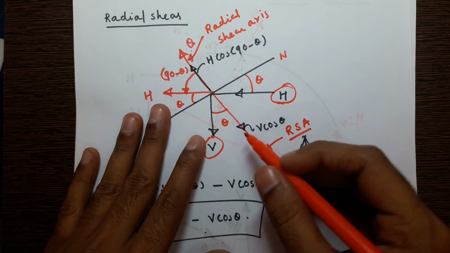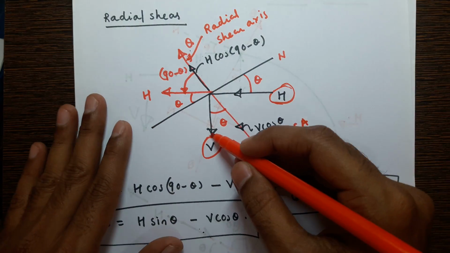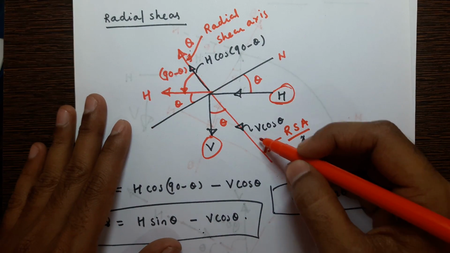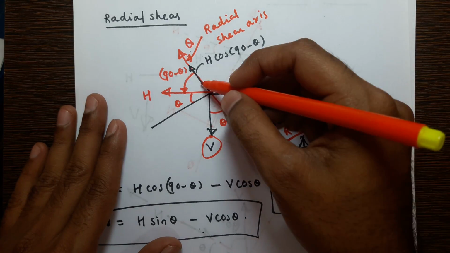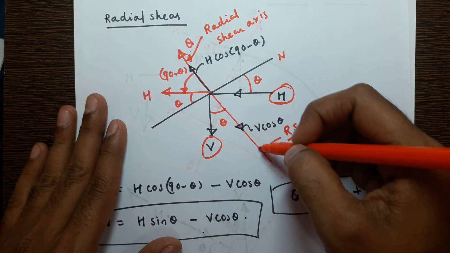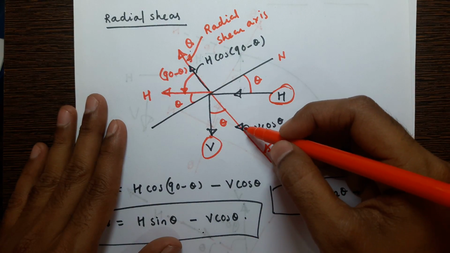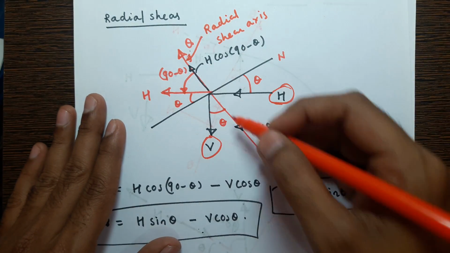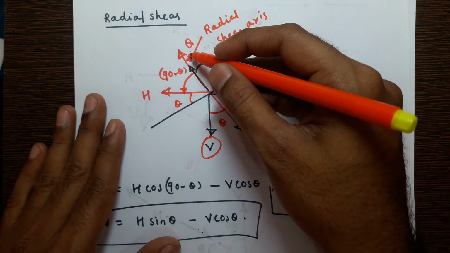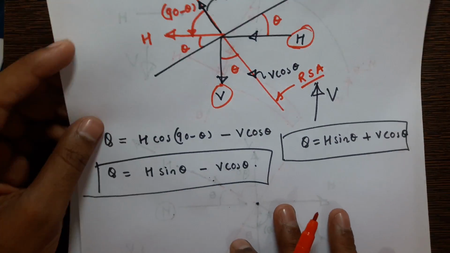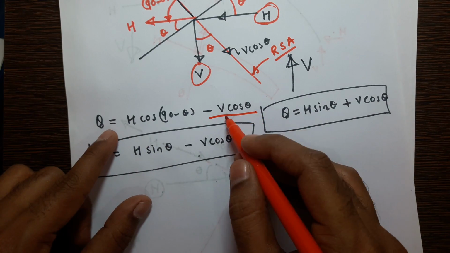Now when you resolve V, the vertical shear, it will have a cos component along this direction, and it is against Q, not with the direction of Q, opposite to Q. So that's why we have to take minus V cos theta.